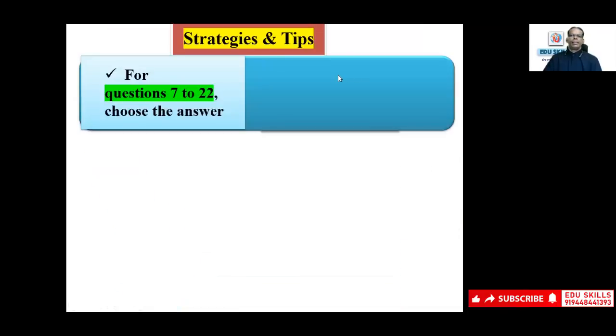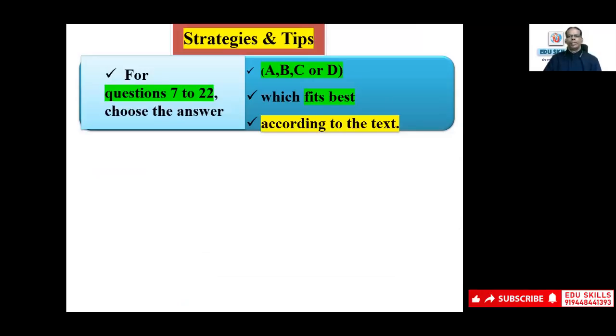Yes. And strategies and tips for questions 7 to 22. Choose the answer A or B or C or D. Okay, 4 options, multiple choice. Which fits best? Okay, there will be better answers or good answers, but we need the best answer among them according to the text.